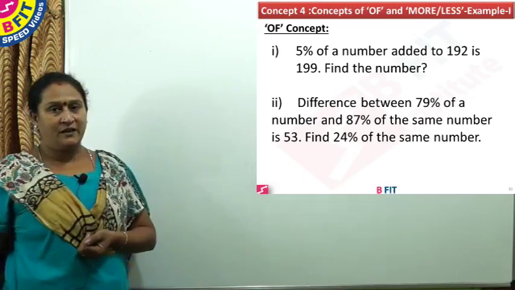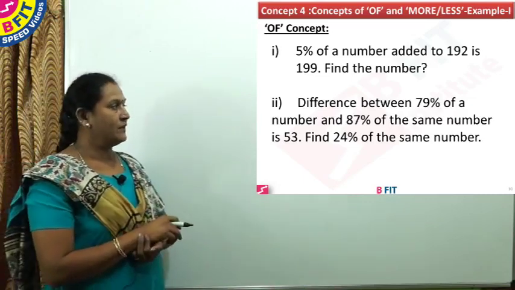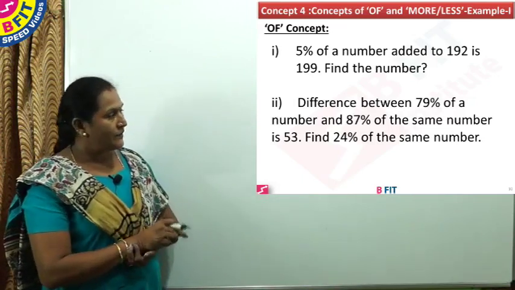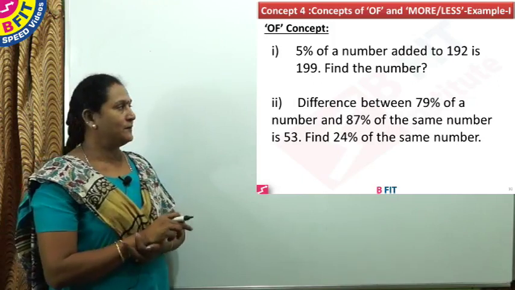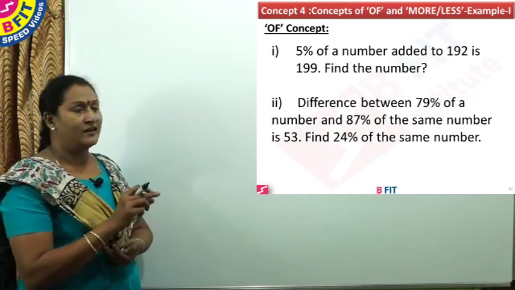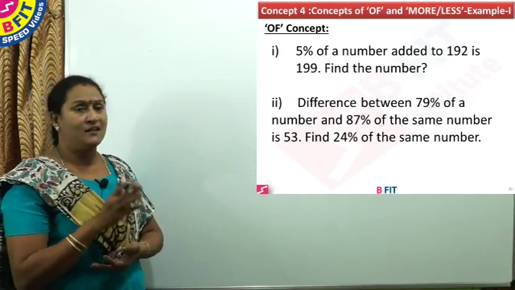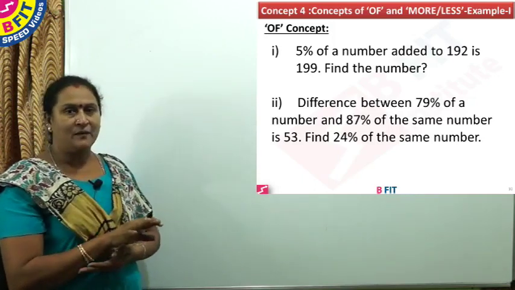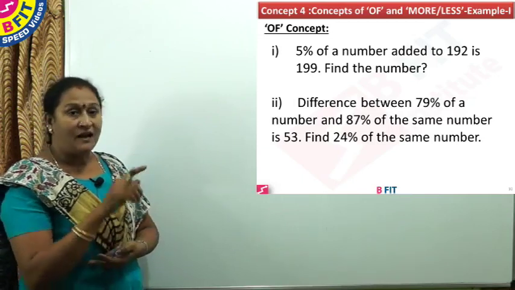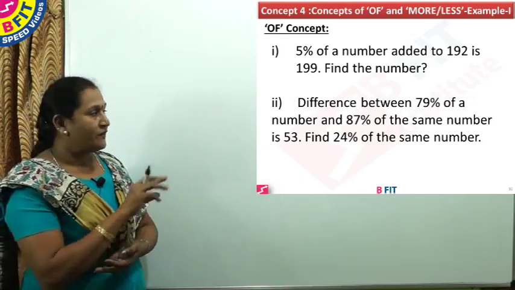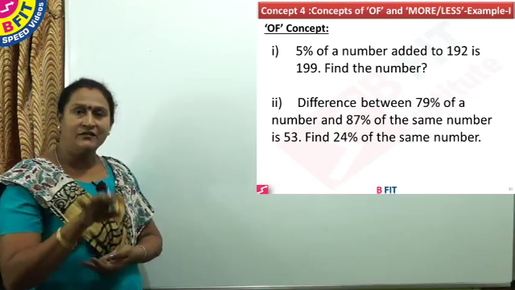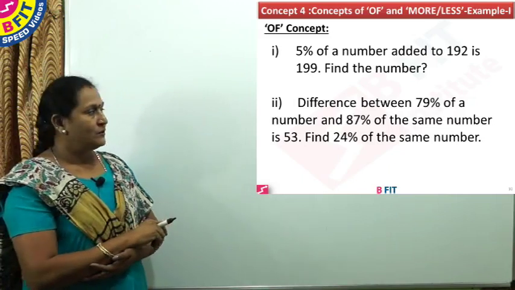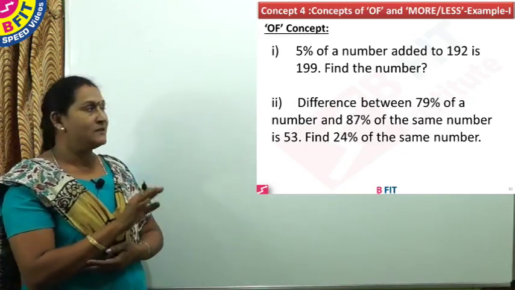The difference between 79% of a number and 87% of the same number is 53. Find 24% of the same number. So here the question is 79% of a number. We'll take the number as n, and 87% of the same number. For the same number, 87% is found, and the difference is 53. With that we can find the number. After finding the number, 24% of the required number is asked.